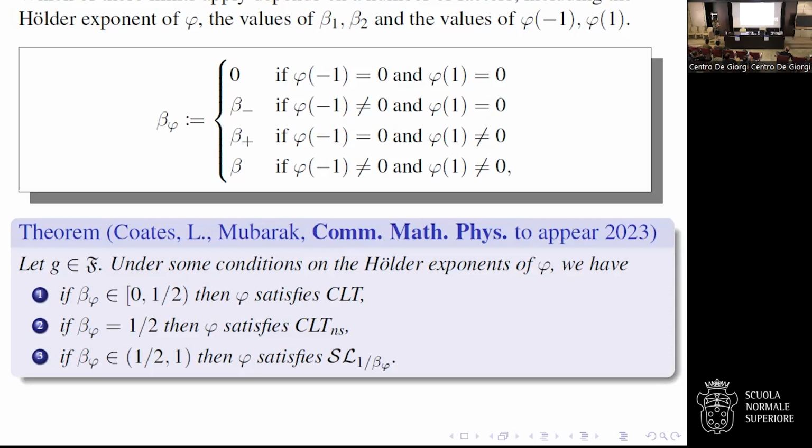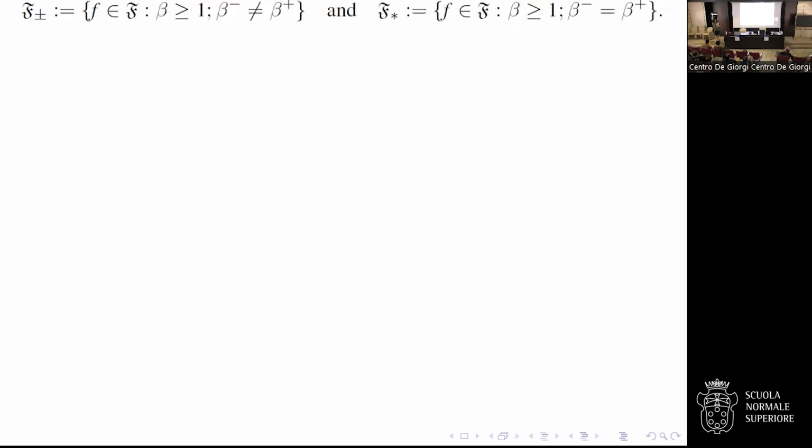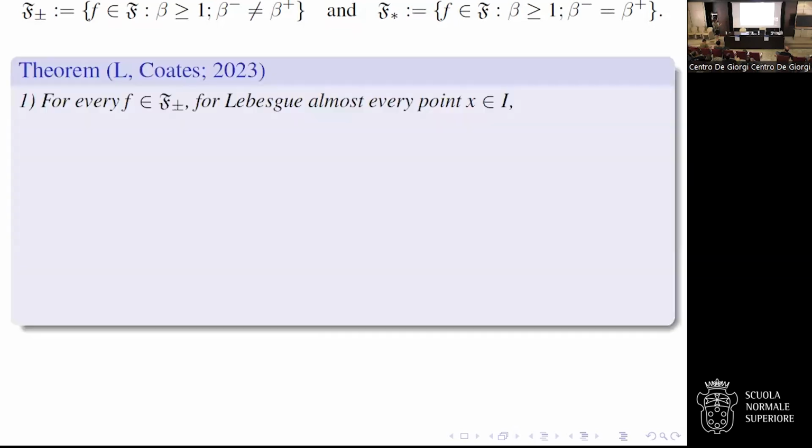Okay, so this is what we have for the case in which the two neutral fixed points are non-sticky, right? So now we look at the other two classes that I defined before, when at least one of these is sticky. And this is our result. This is a more recent paper together with Douglas Coates.